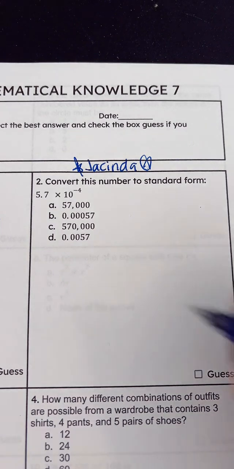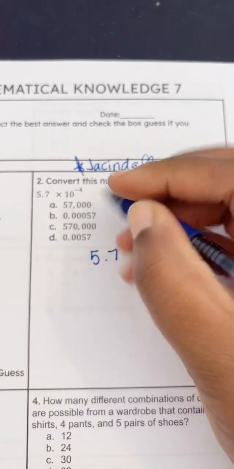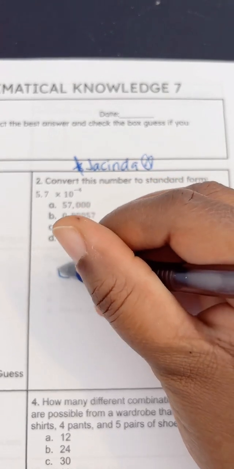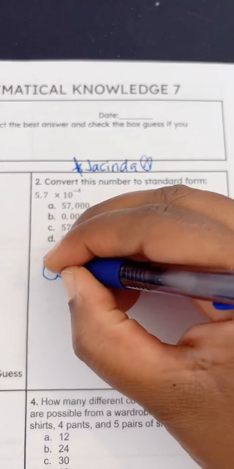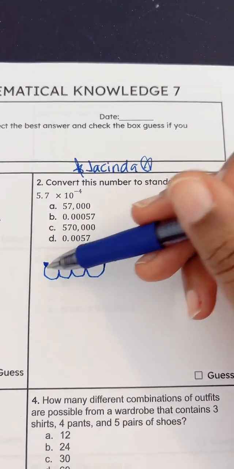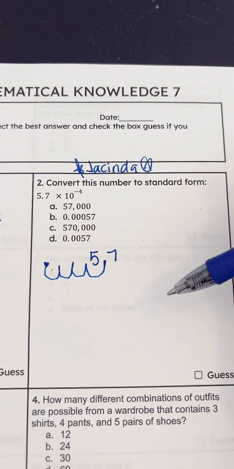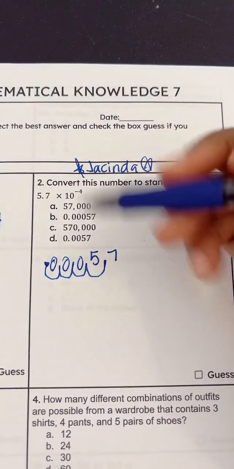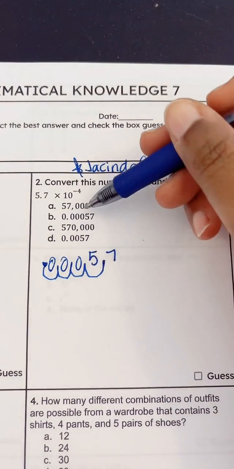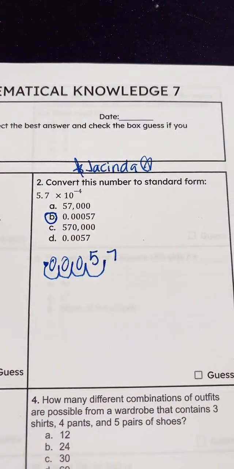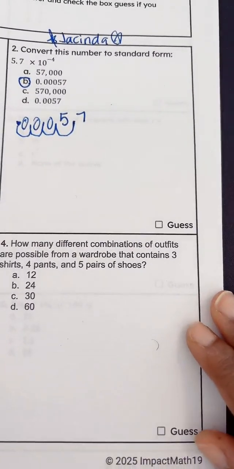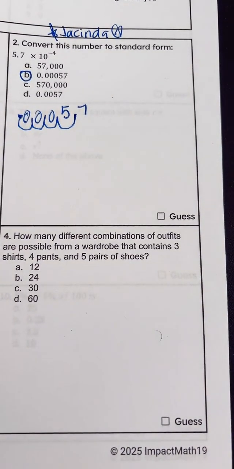Good. So we're going to have this 5.7. And then this -4 means we move 4 places. So 1, 2, 3, 4 to the left. Our decimal is now here. In these humps, we put 0. So we got 1, 2, 3. So it should be B is our answer. Yes, B. Perfect. Great job.